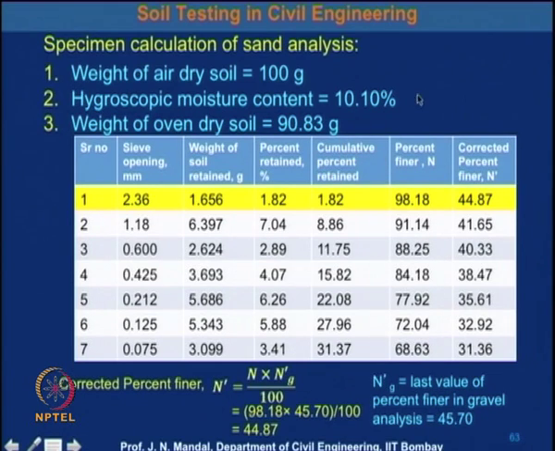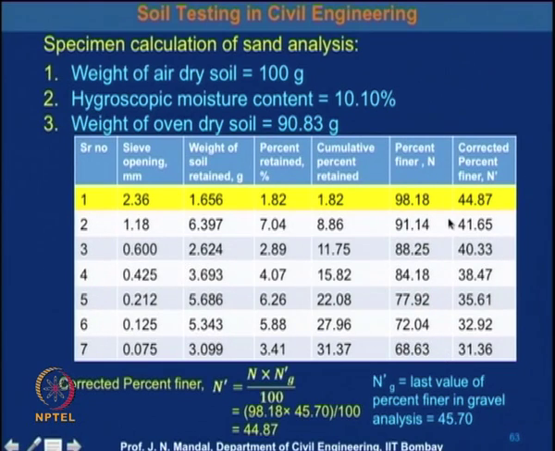Then the cumulative percentage retained is 1.82, 8.86, 11.75, 15.82, 22.08, 27.96 and 31.37. So, the percentage final N will be 98.18, 91.14, 88.25, 84.18, 77.92, 72.04 and 68.63.